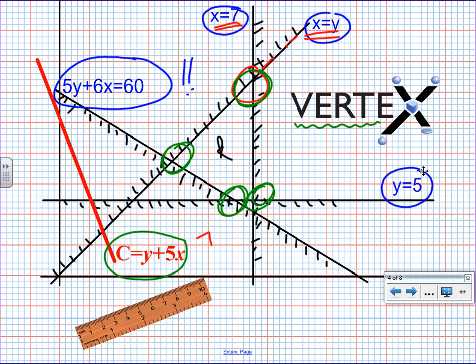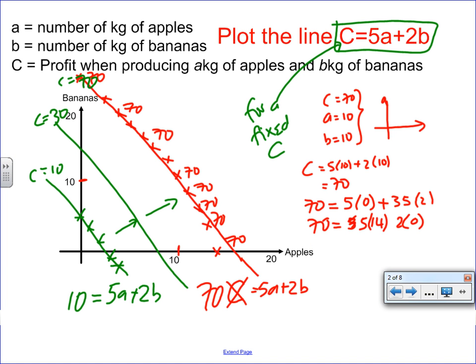Okay, so the only thing we haven't discussed is where this red line came from and how we plot the original one. If we go back a couple of slides to when we were talking about this line, each of these lines corresponds to a specific value of C, a fixed value of C.